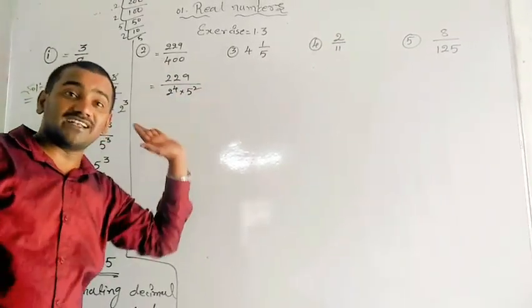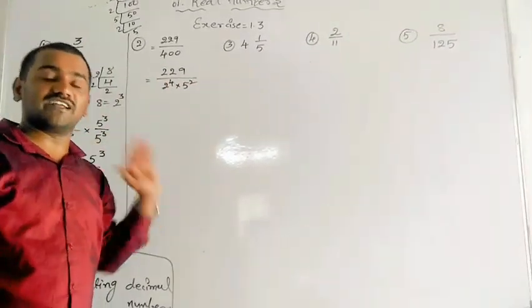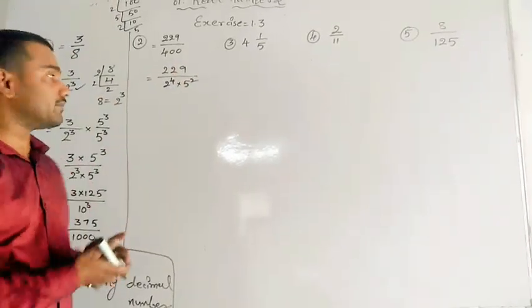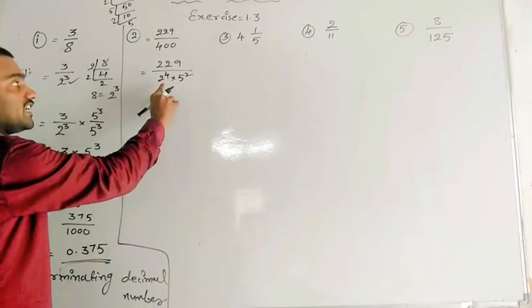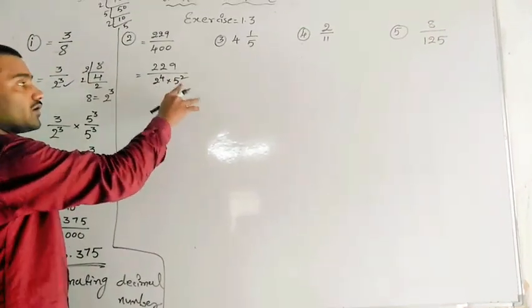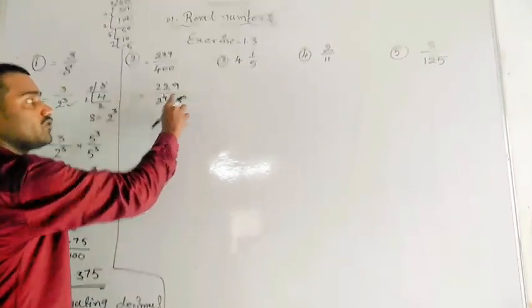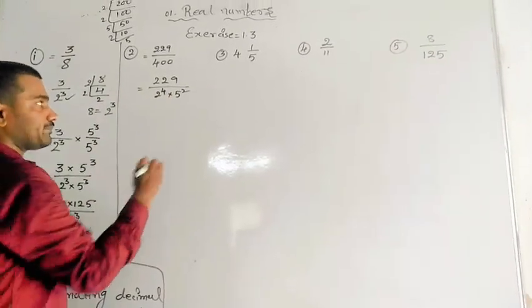So what is the decimal expansion of this terminating p by q form number? Let's see that. We need to change the denominator into 2 and 5 powers, but directly we can't do it now, because here the powers are not the same. Let us make the powers the same.